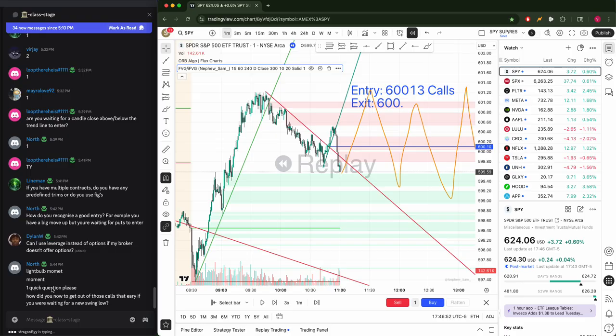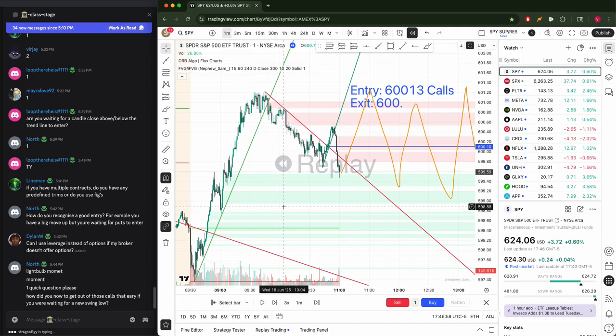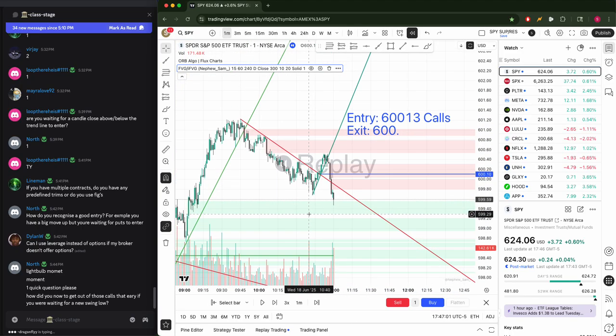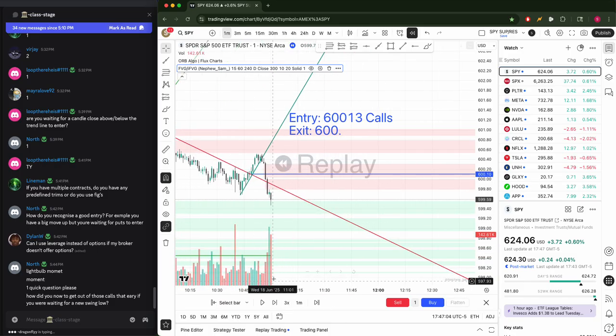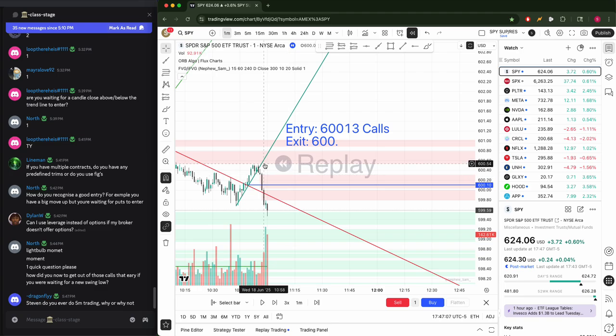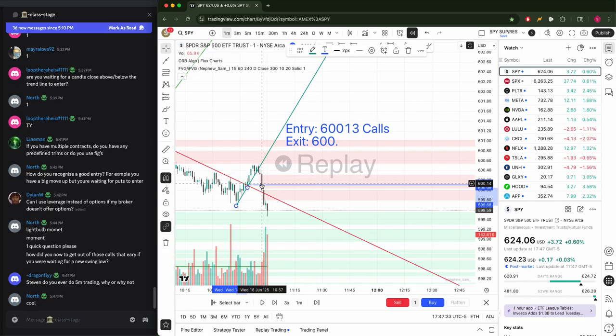Okay, North has a question. How did you know to get out of those calls that early if you were waiting for a new swing low? Okay, so we're doing this in replay function, and these candles are moving 3 times faster than they would in real time, right? I said that I wasn't going to use this line because normally we do get that swing low, but see after we, okay, now I know what you mean. I would not have exited here. I would have exited somewhere over here because I was waiting for the swing low to form a rejection of this fair value gap and maybe come back down here, bounce somewhere here, and then come back up to draw that line. But we're moving so fast that I would have sold.